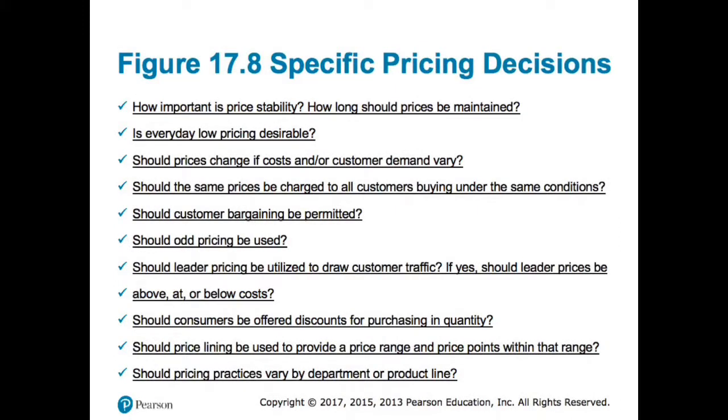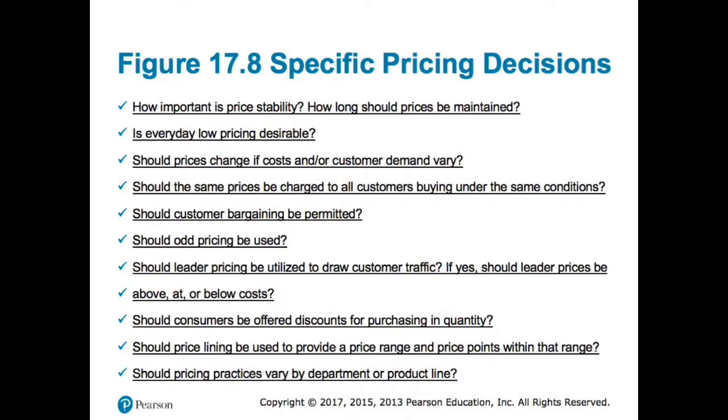Specific pricing decisions. How important is price stability? How long should prices be maintained? Is everyday low pricing desirable? Should prices change if costs and customer demand vary? Should the same prices be charged to all customers buying under the same conditions? Should customer bargaining be permitted? Should odd pricing be used?